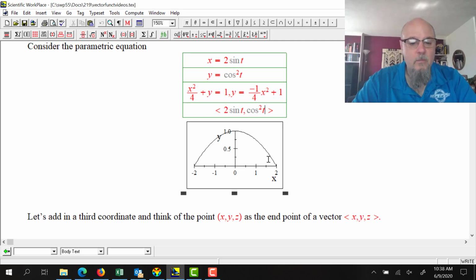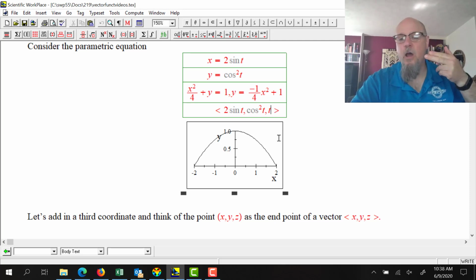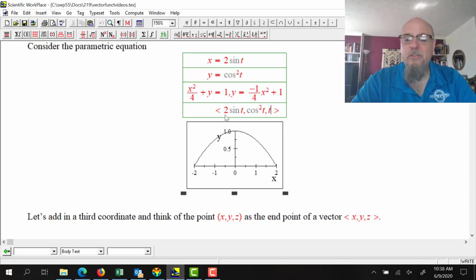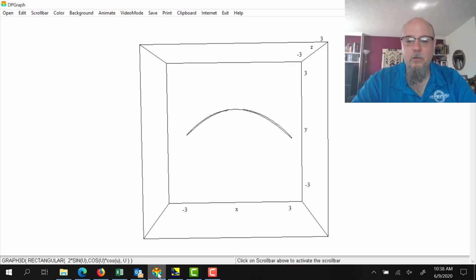But if we add a third coordinate, then it would have an x-coordinate, a y-coordinate, and a z-coordinate. Now I'm going to make the z-coordinate just t. Now it's the end point of a vector in 3D. So we're moving along in the x and the y, but the z coordinate is just increasing with time. So it starts at 0 and just keeps going off to infinity. That's going to make a curve in space. Let's see what that looks like.